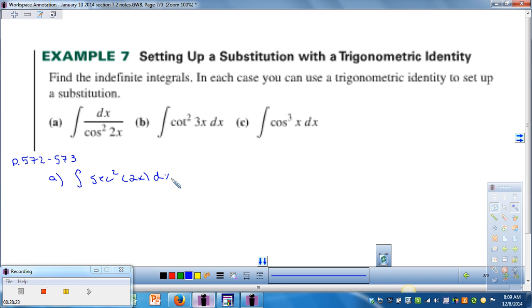So we get this. Why is that helpful? That's right, Jackson. Say it louder. It's tangent. The antiderivative of secant squared is tangent. But here's a little note also.